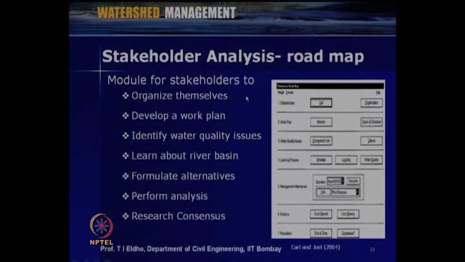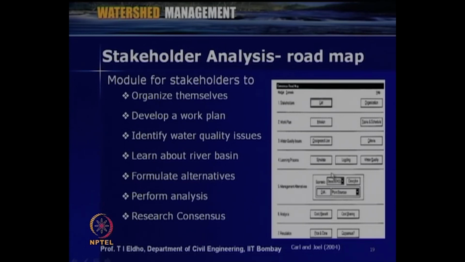Now, for the stakeholder analysis, a roadmap is listed here, just as we discussed for what the US EPA uses. The various steps include, first, organize the needs and what we are looking for in the particular analysis, then develop a work plan, then identify the issues, say if it is water quality, then identify the water quality issues, then learn about the river basins. So, study the particular river basin concerned, then formulate the various alternatives, then we do an analysis called performance analysis, and finally the stakeholders can come to a consensus.